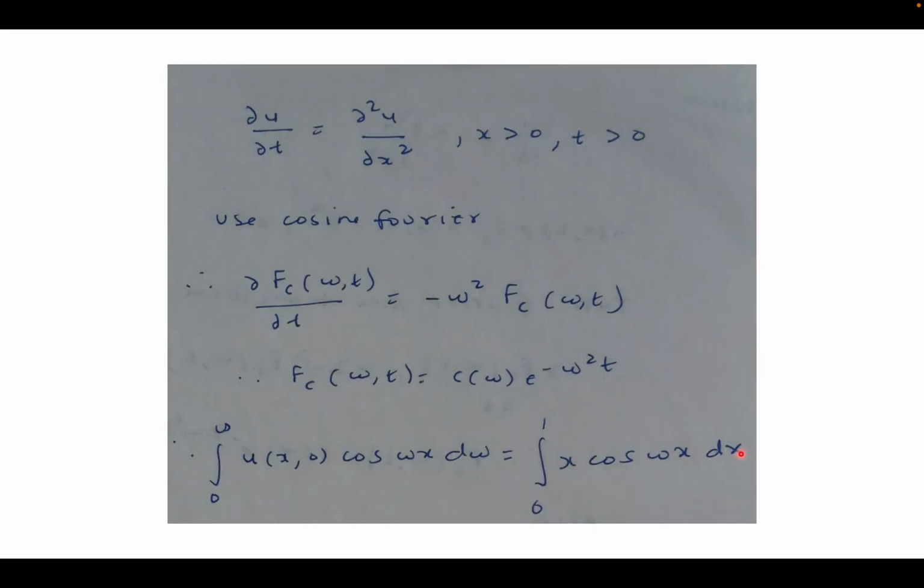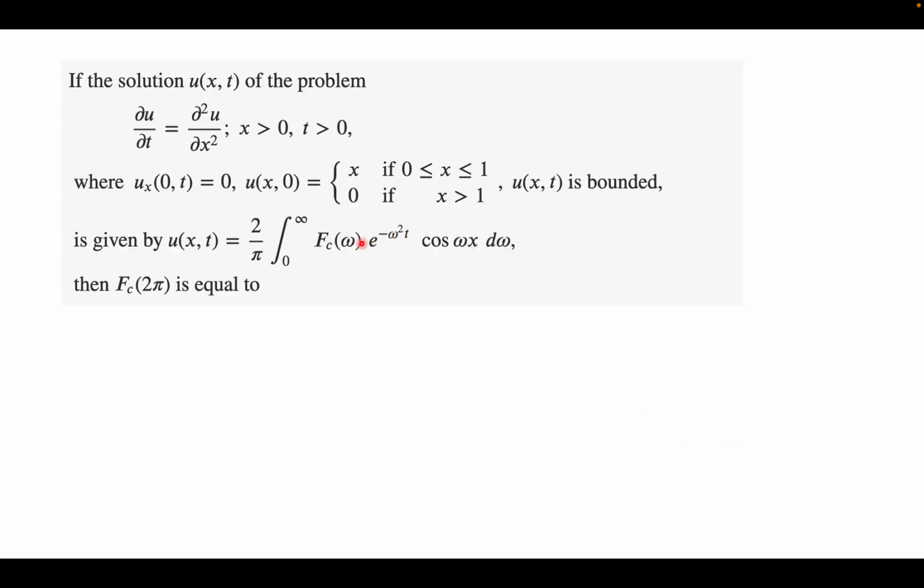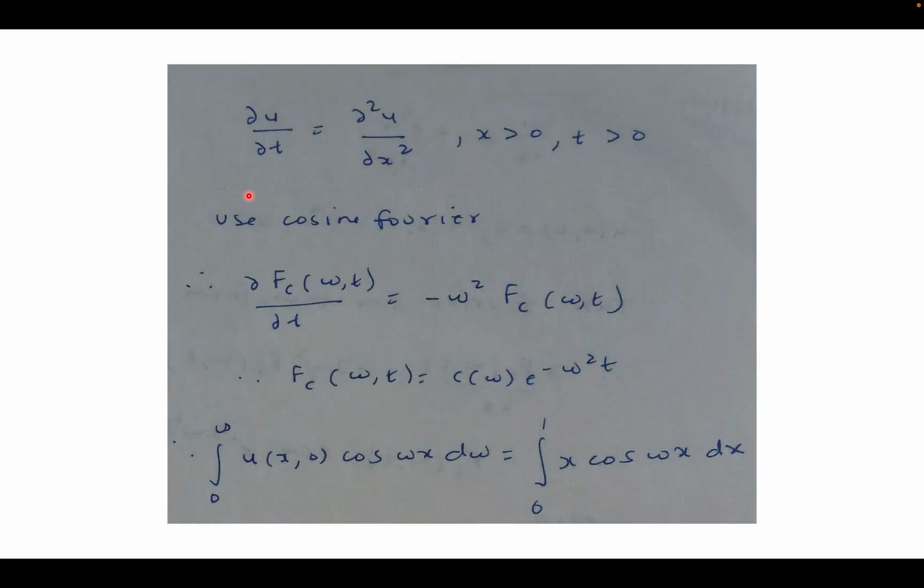For such questions, we just take the cosine transform or sine transform or normal Fourier transform on both sides. In the earlier problem we took the normal Fourier transform. In this problem we are taking the Fourier cosine transform on both sides. If I do that, this is nothing but fc omega 0, right? So if I put t equal to 0 here, this corresponds to the value c of omega, right?